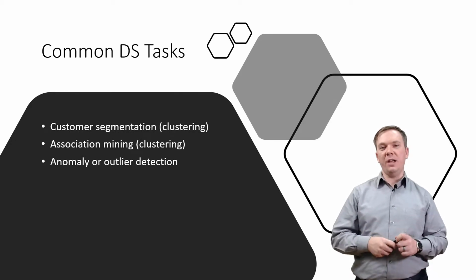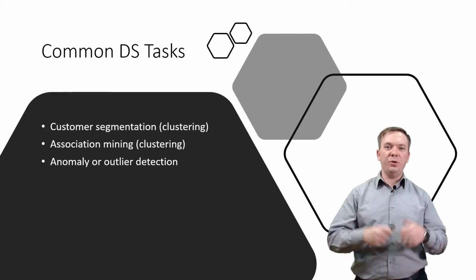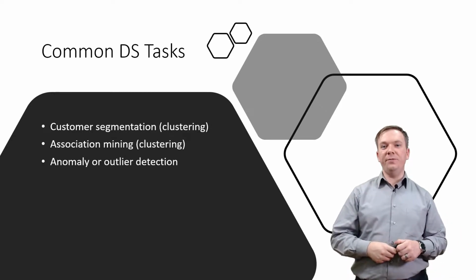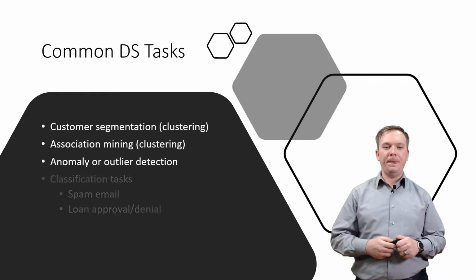You could also use anomaly or outlier detection to find fraud in financial statements, to perform audits, to find potential criminal activity in a company, and of course fraud.